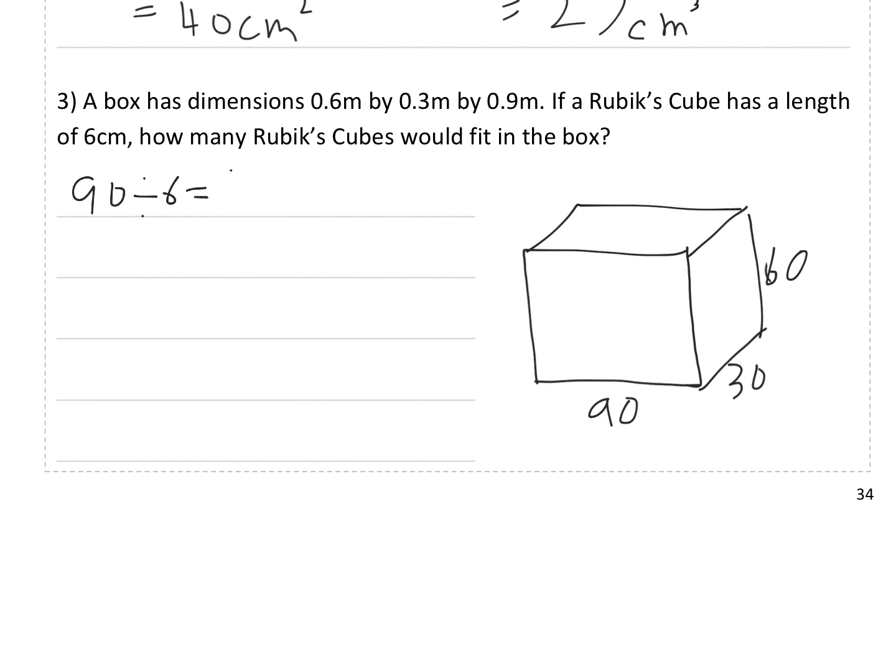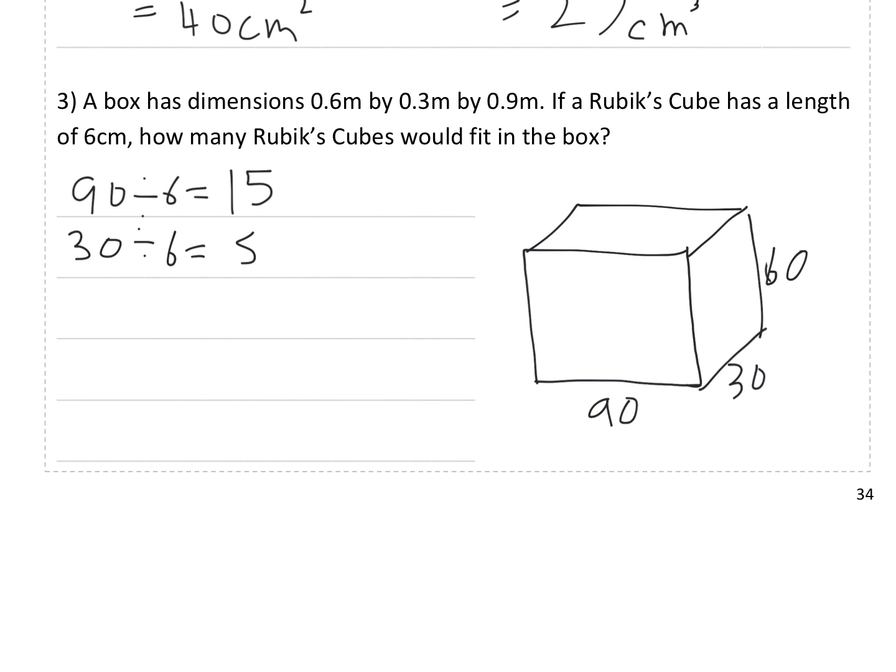6 goes into 9 once and 3 left over. 6 goes into 30 5 times. So you'd actually end up with 15 Rubik's Cubes going along the bottom there. How far back could it go? Well, that's 30 divided by 6, which would be 5. So on the base there, you would get 15 rows of 5, and then you'd have to stack it up.